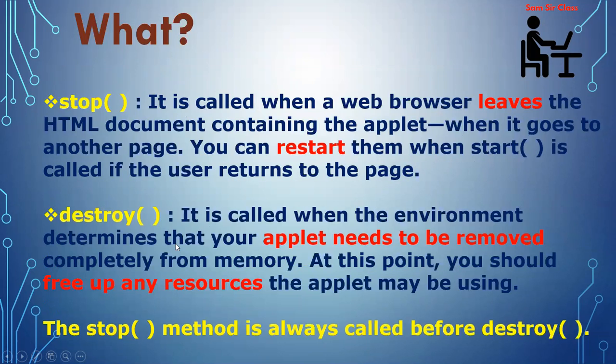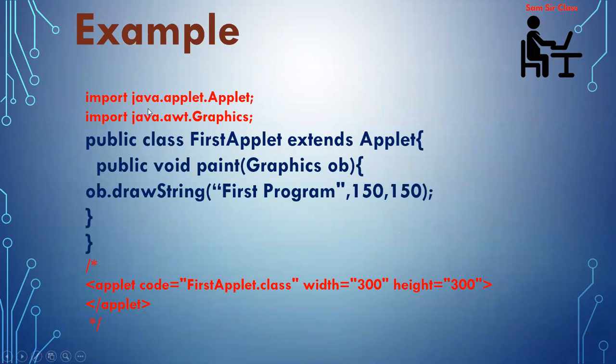Destroy is for when the applet needs to be removed completely from memory. We are closing that. So at this point, you should free up any resources the applet may be using. Like the init method, the destroy method will be called only once, but the stop method is always called before destroy. Now coming to the example that I need to show you.